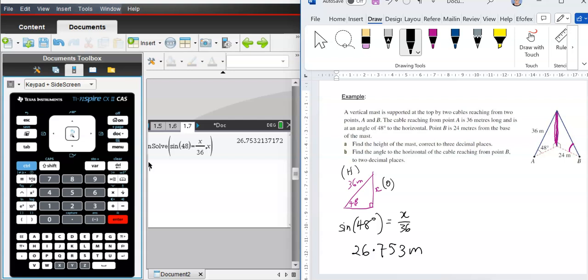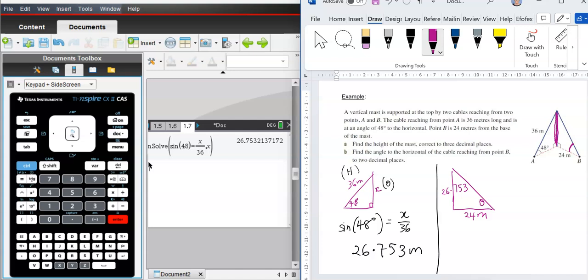Okay, so part B has a different triangle, so we'll just redraw that triangle on our paper so it's a little easier to see what's going on. We have an unknown angle at the bottom there, at angle B. The base of that triangle we can see is 24, and the height we just calculated in part A, the height of that triangle was 26.753.